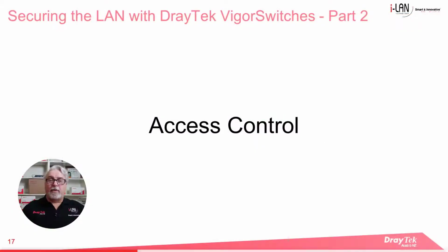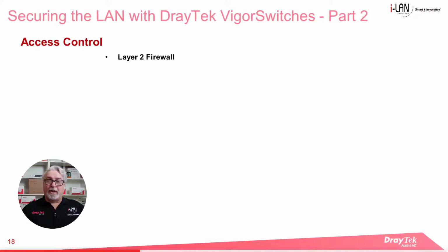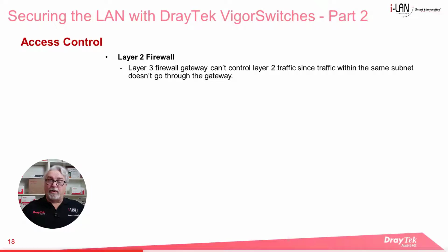Now that we've looked at IP conflict prevention, let's look at access control. This is where we define which destination a client can have access to. It will be like a layer 2 firewall for your local network. So why do we need a layer 2 firewall when we already have a layer 3 firewall in the router? The reason is that the layer 3 firewall cannot control layer 2 traffic since it's in the same subnet and will not go through the gateway.